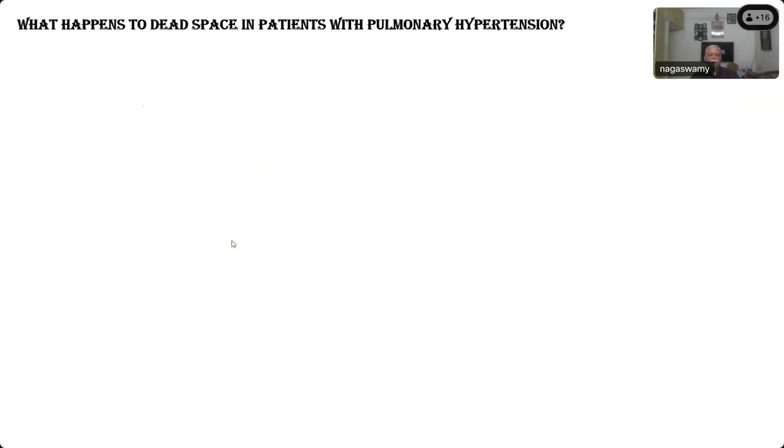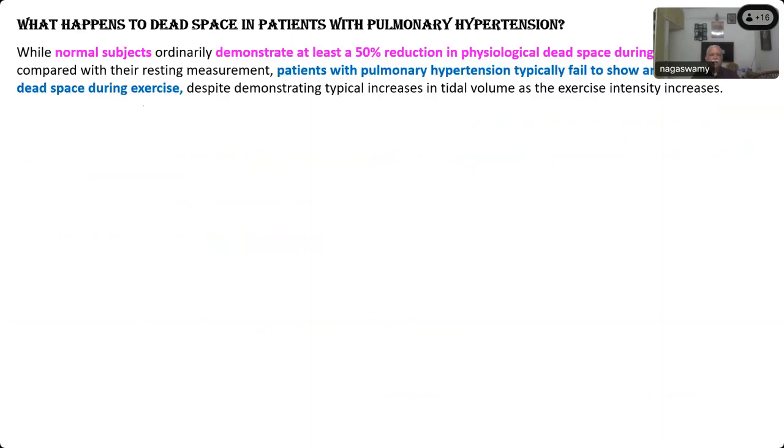What happens to dead space in patients with pulmonary hypertension? Supposing a patient develops either a primary pulmonary hypertension or one secondary to left ventricular failure. Normal subjects ordinarily demonstrate at least a 50% reduction in physiological dead space during heavy exercise compared with their resting measurement. Whereas patients with pulmonary hypertension typically fail to show any reduction in dead space during exercise, despite demonstrating typical increases in tidal volume as the exercise intensity increases.